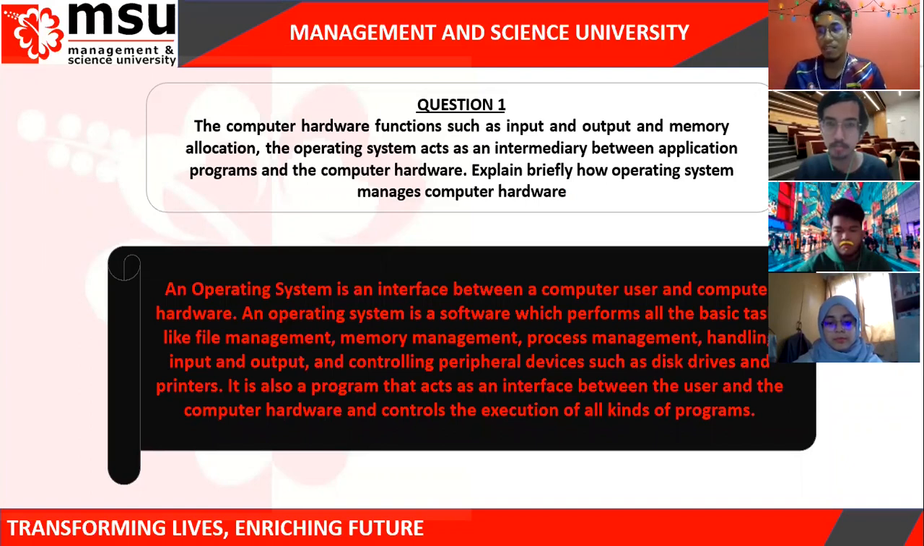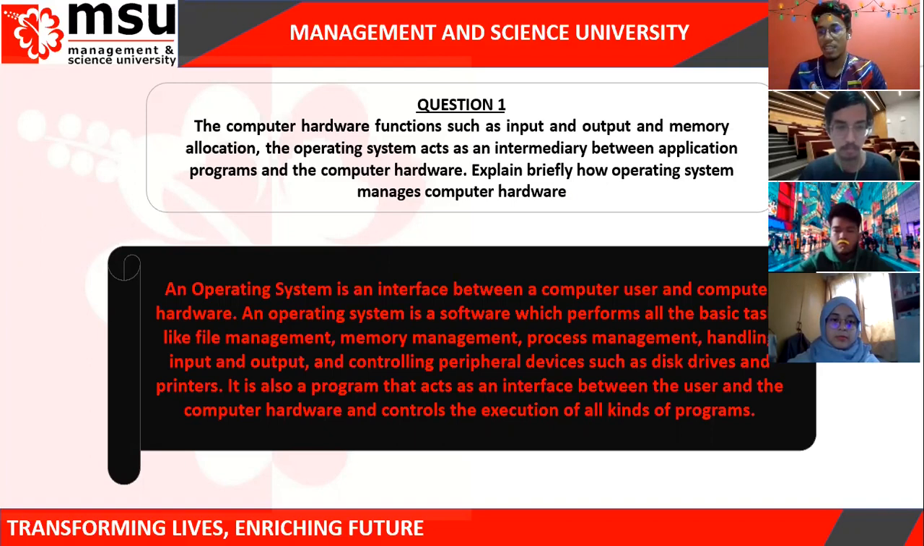For example, device management. An operating system manages device communication via their respective drivers. It keeps track of all the devices. The program responsible for this task is known as the I/O controller. It also decides which process gets the device, when and for how much time, and allocates the device in an efficient way.